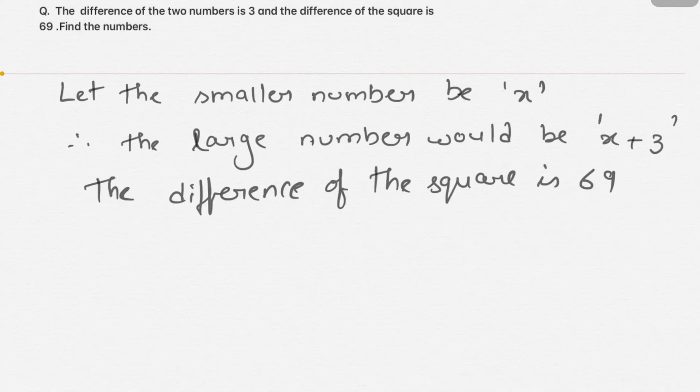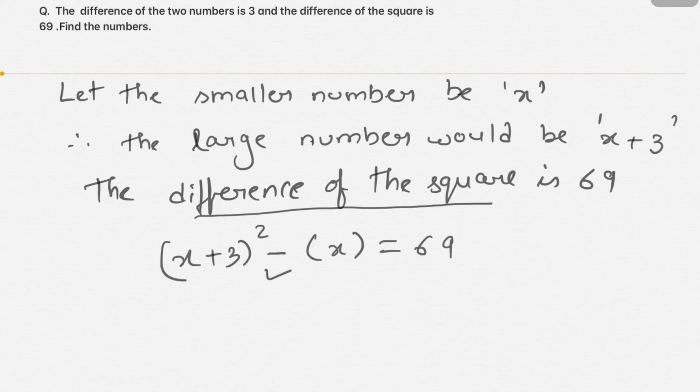In this case, the question says the difference between their squares, and difference means minus, so the square of the larger number minus the square of the smaller number is equal to 69. That means if you subtract the square of the smaller number from the square of the larger number, you are going to get 69 according to the question. Now for x plus 3 the whole square, remember that is a whole square, we can't use it directly, we need to use some formula.